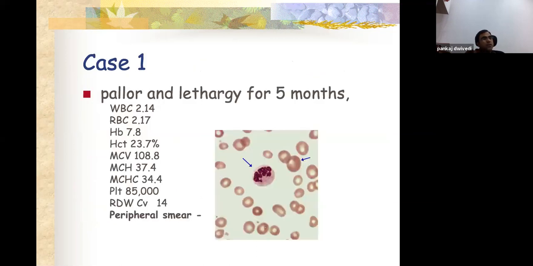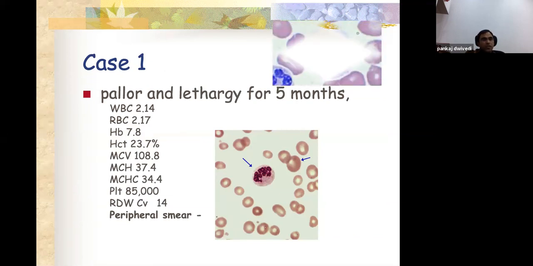When you ask, pallor and lethargy, they are complaining for 5 months. Malignant conditions actually do not have such a long duration. They come within 15-20 days or a maximum of 1 month duration of complaint. So you find the WBC 2.14 same, and in this peripheral smear, you have hypersegmented neutrophils. So you made the diagnosis of B12 or folic acid deficiency.